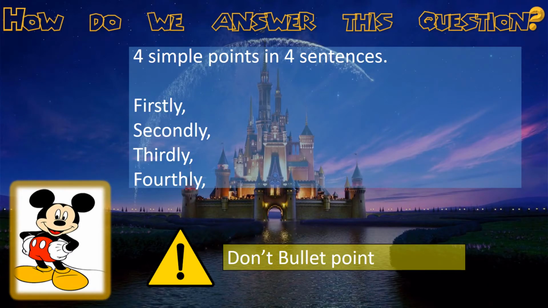Now, how do we answer this question? As I've just said there, 4 simple points in 4 sentences. So the easiest way to remember how to do this is just firstly, secondly, thirdly and fourthly. Now, you'll see a warning here. It's important in the describe question that you do not bullet point or just make a simple list. You will not get any marks for doing this. It needs to be 4 full sentences.